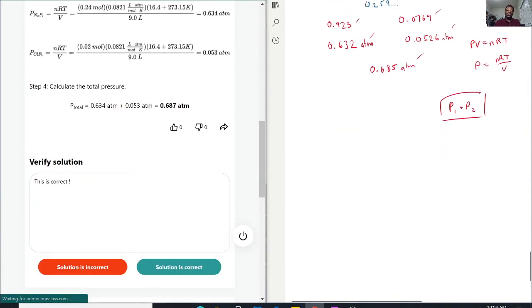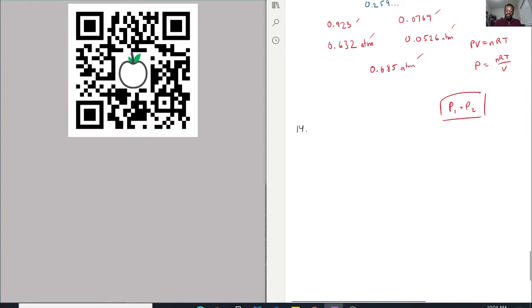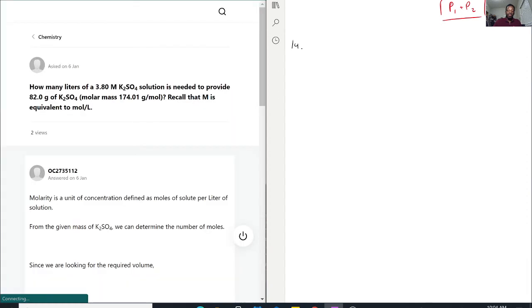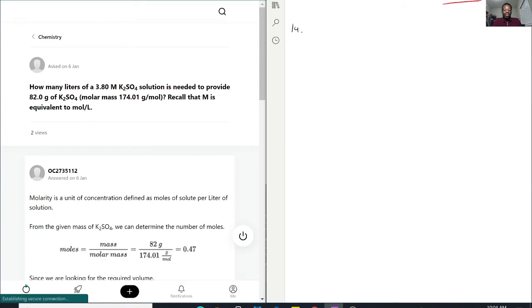So question number 14. How many liters of a 3.80 molar K2SO4 solution is needed to provide 82 grams of K2SO4? And recall that molarity is equivalent to moles per liter. So this one, we just need several conversions to find out the answer.